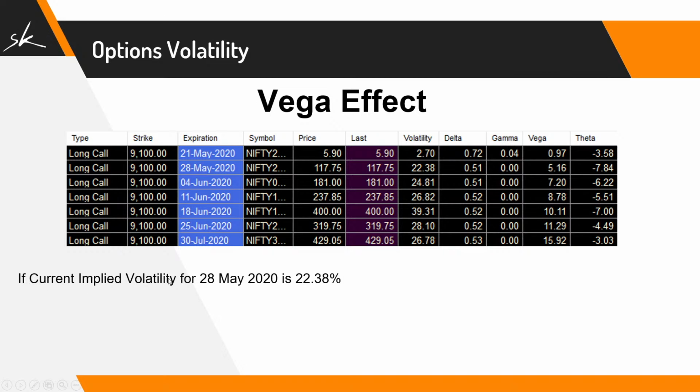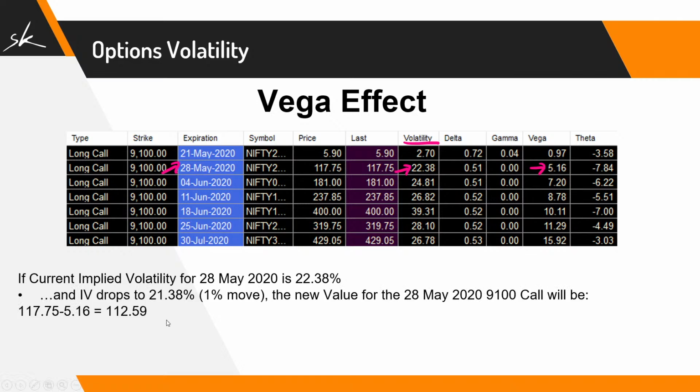So here you can see the current implied volatility of 28th of May is 22.38. So let's imagine this is my implied volatility, IV. So this is 22.38 and the Vega is 5.16. So what this basically tells me is that if the volatility goes up by 1%, which means it goes to 23.38, then the value of that option will increase by 5 rupees and 16 paise.